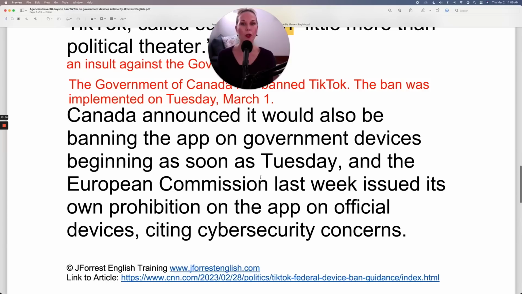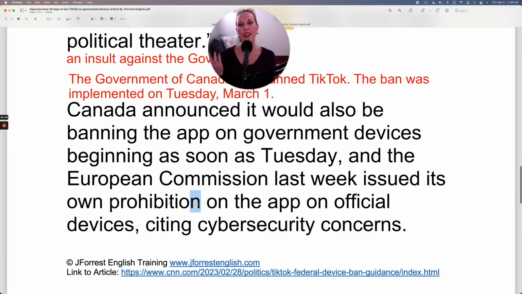Oh, and the European Commission last week issued its own prohibition. This is another way of saying its own ban. They're just deciding to use prohibition, which is the noun form of the word prohibit. Because remember, at the beginning, I said to ban is to not allow, to prohibit. So prohibition is the noun form of the verb prohibit. But we're practicing ban, and honestly, prohibition isn't as common. Ban is the more common, natural. So I encourage you to use ban.